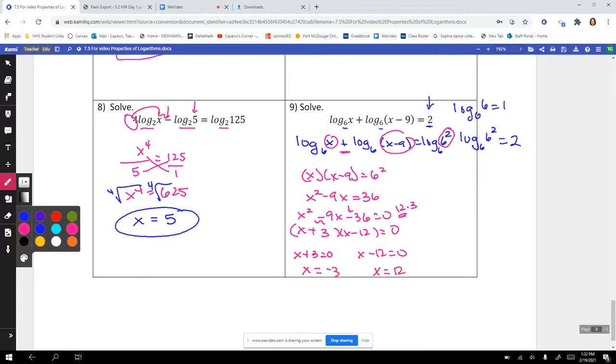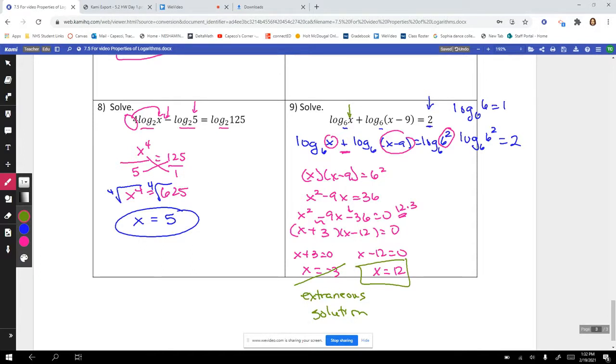Now I have to check that. If I go back up to the top, do you see how that x is by itself? So x equal to negative 3 is not going to work. This is an extraneous solution. Remember, an extraneous solution is a solution that works when I solve the problem, I didn't make a mistake, but it doesn't work when I substitute it back in. So my final answer right there is x is equal to 12.